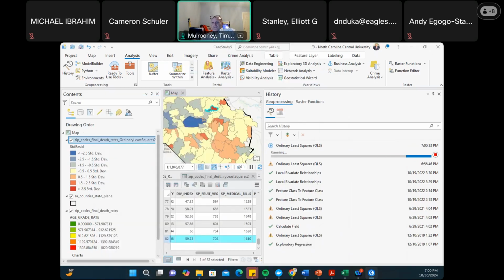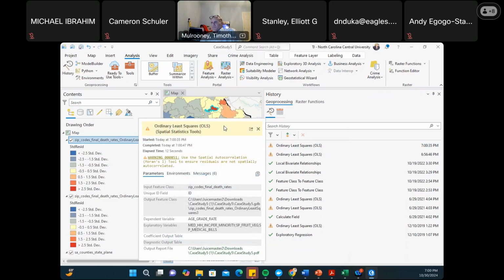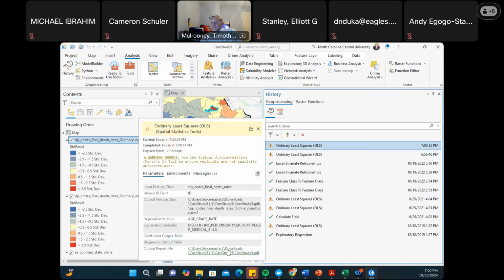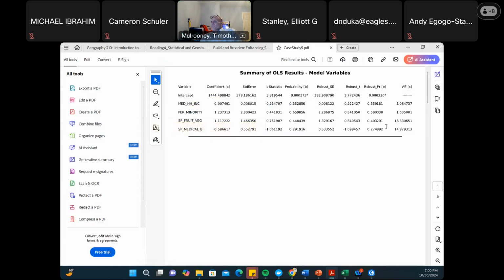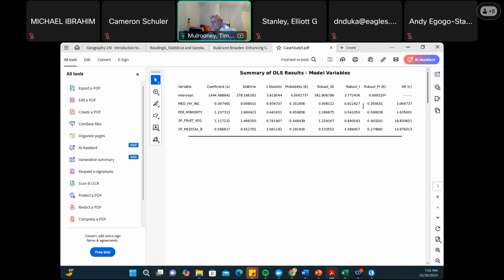Let's run it again with 4 of them. Let's see what we got here. Multiple R squared of 0.06. Age graded rates, robust probability, no stars, no stars, no stars, no stars, nothing.